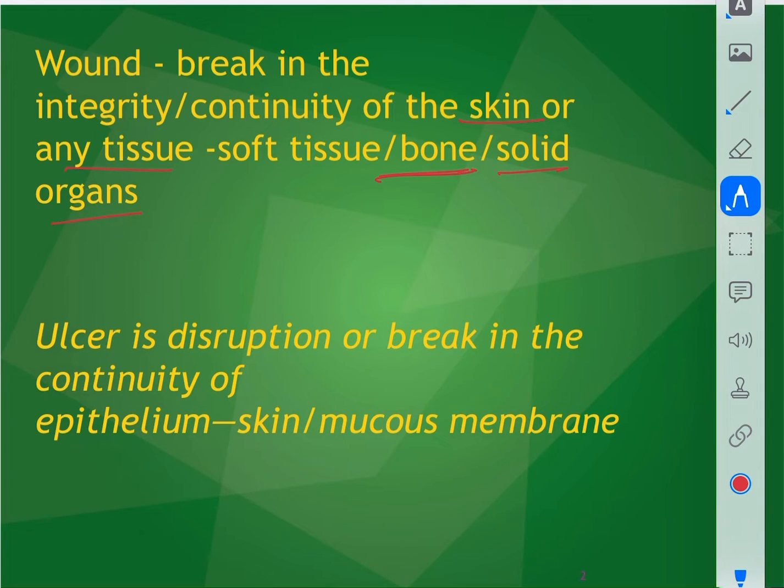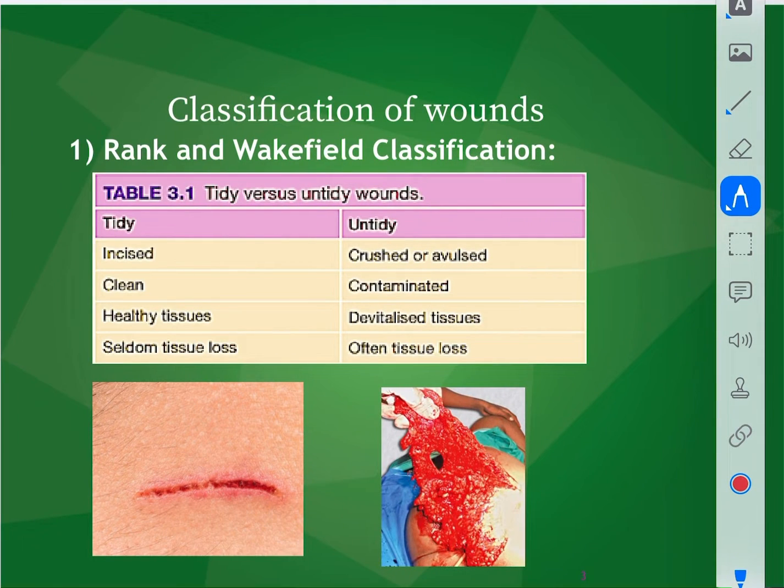Now, what is the difference between a wound and an ulcer? Ulcer is a specific word which we use only when there is a breach in the continuity of the epithelium. Okay, we don't call a bone fracture an ulcer, right? That exactly is the difference between wound and ulcer. Okay, the second important thing is to classify the wounds.